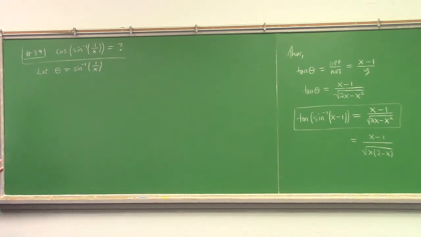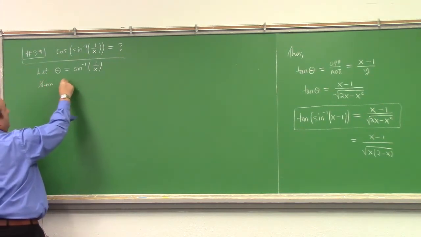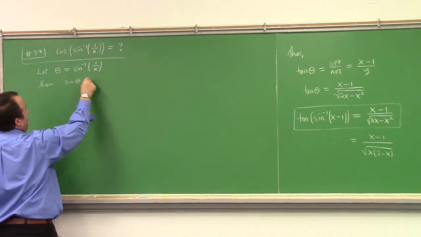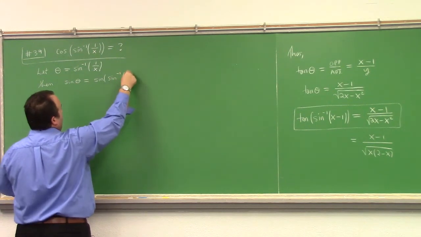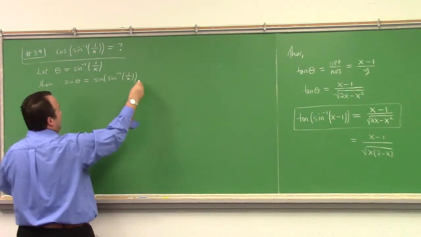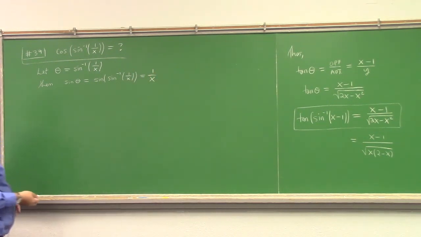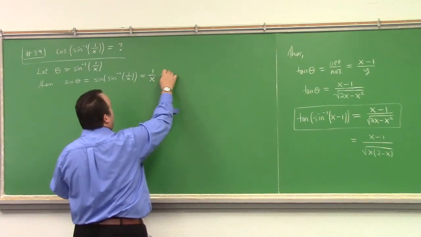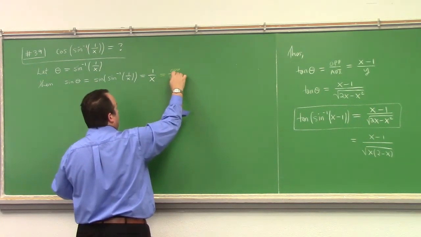So then that means what? Sine theta is what? Sine theta is equal to the sine of the inverse sine of 1 over x, which by the definition of inverse sine is 1 over x, right? Just like you said. And again, we're going to want to find a triangle. This one's a fraction, so it's kind of easier in some sense. We can think about this as being opposite over hypotenuse, right? That's sine.